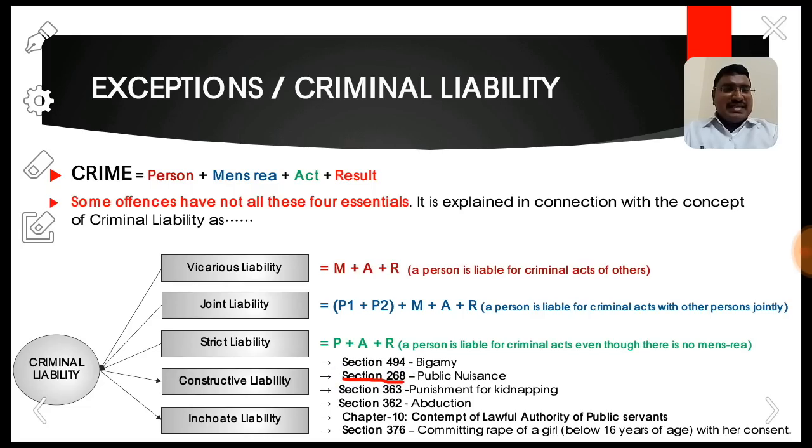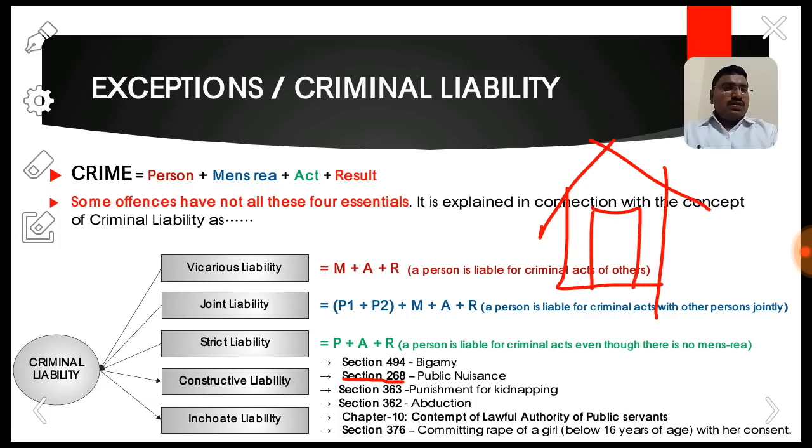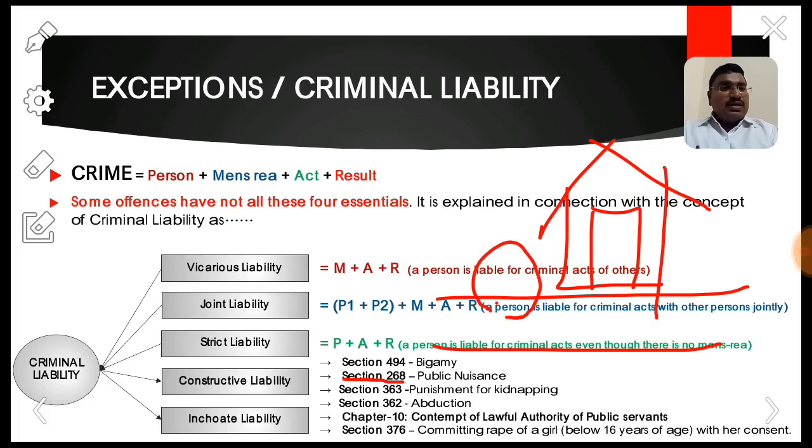According to section 268, if a person commits public nuisance, he has no mens rea. Mr. A is constructing a house in a town. There is a road very near to this newly constructed house. Here he kept all the sand, bricks, etc. on this road. He does not want to create any inconvenience to the public. However, he is liable under section 268 on the charge of public nuisance.